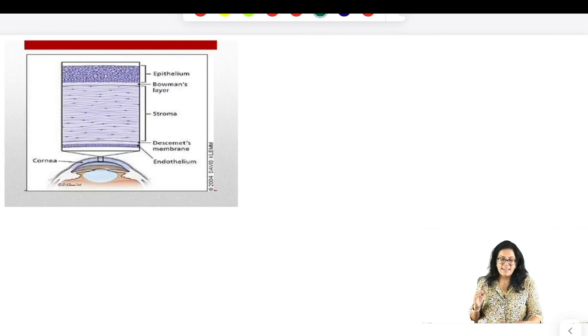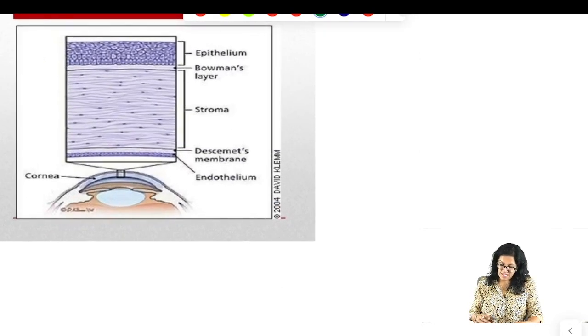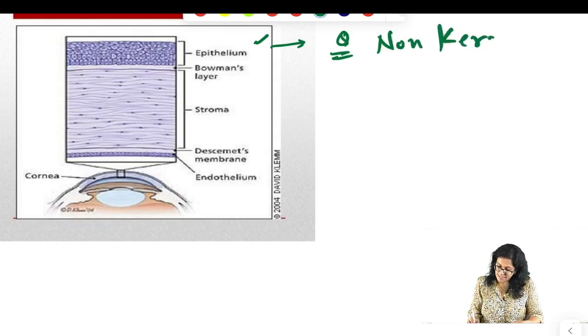Next is your cornea. Okay, so we have to revise the layers of the cornea. I think it's very simple. This is your epithelium. First question, what type of epithelium? It will be stratified, squamous, non-keratinized. Right? Non-keratinized, stratified, squamous.